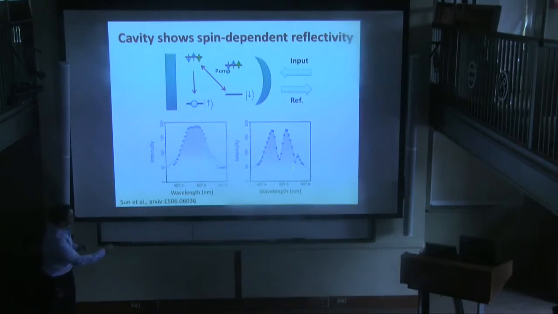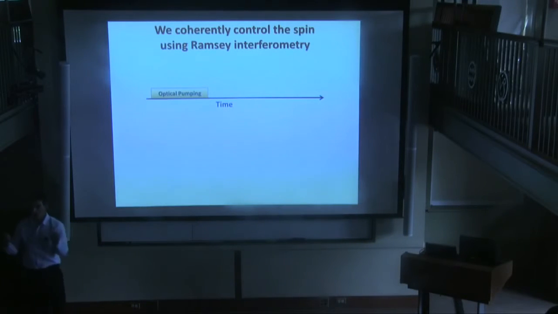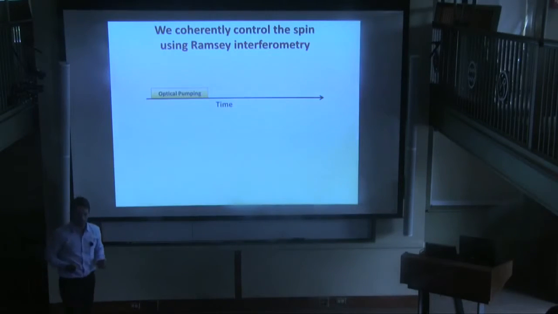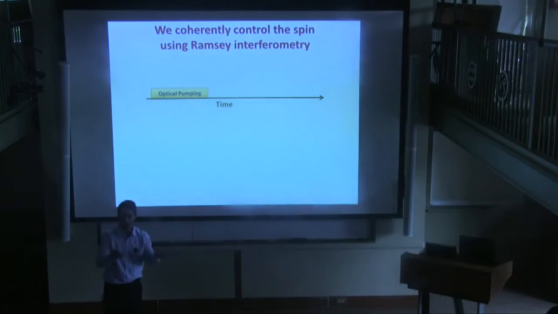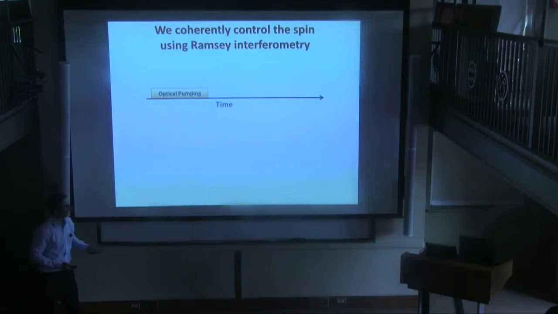It's completely expected, and this solid line, which is a theory, also reproduces it. So that tells us that we have a spin-dependent cavity reflectivity. By flipping the spin, the cavity reflectivity will change. Now, can we actually control this spin? And here's how we achieve coherent control.